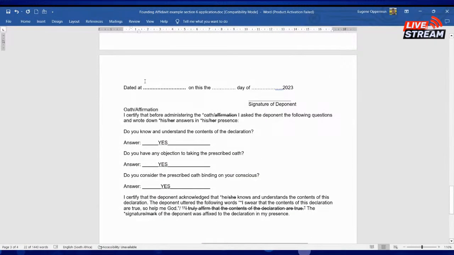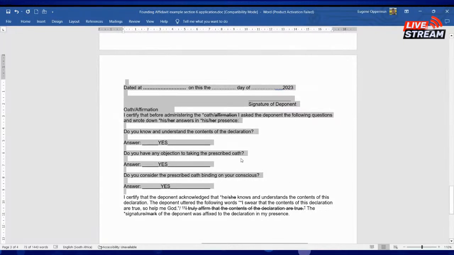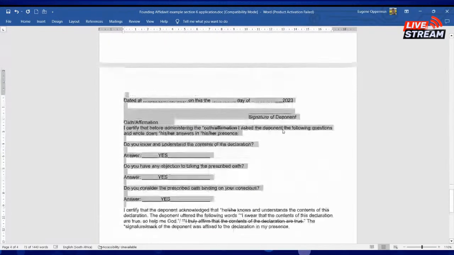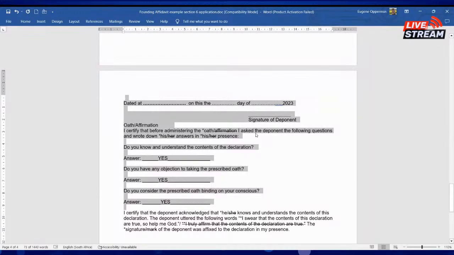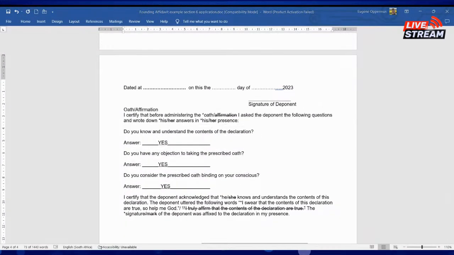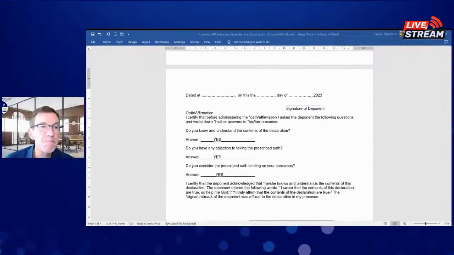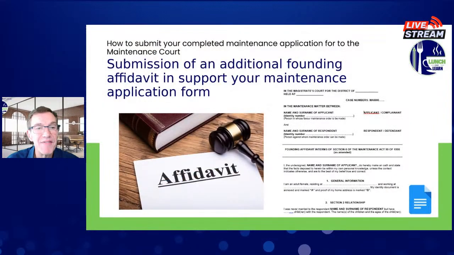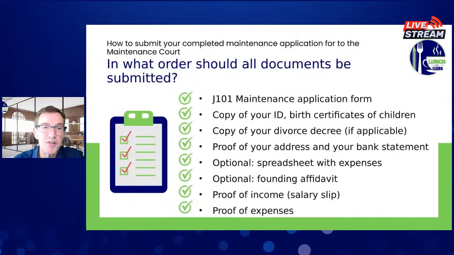This needs to be commissioned in front of the police. So you simply print this out and then don't sign it yet. You have to sign that in front of a police officer. And that is basically how the founding affidavit can work, and it could work to your advantage. I would urge you guys to really consider doing this, because it really works. It takes a load off, and it shows that you have commitment towards your maintenance application form.